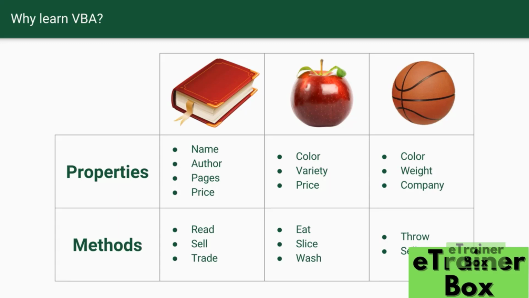So what are some of the properties that I can see on a book? Well, a book will have a name, a book will have an author, it will have a certain number of pages, and it will have a price.